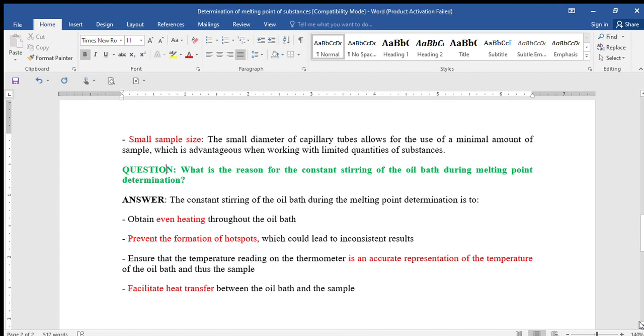So that brings us to the end of experiment 1. Next experiment we shall be looking at is experiment 2, which is determination of the boiling point.